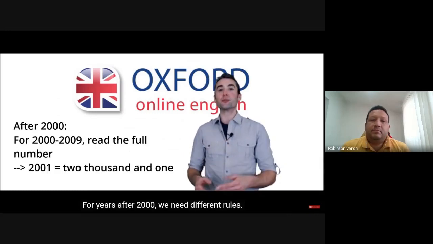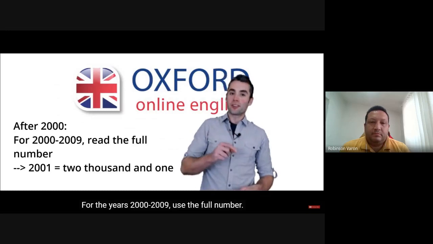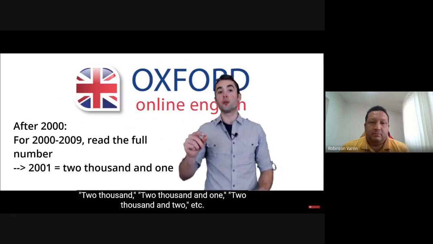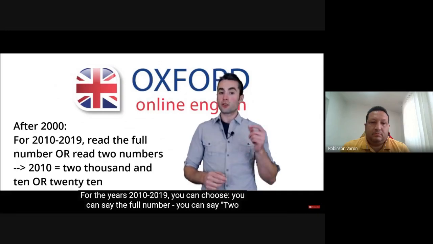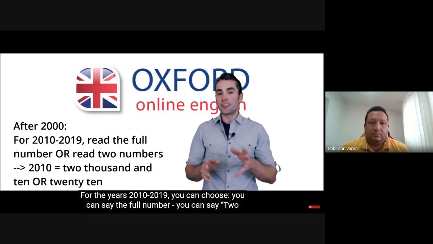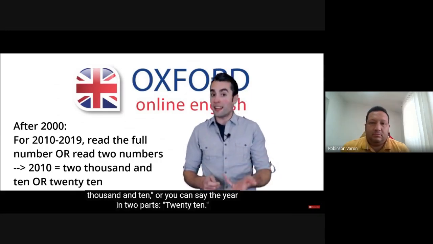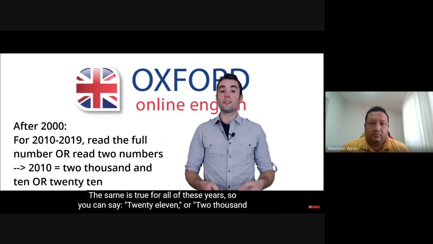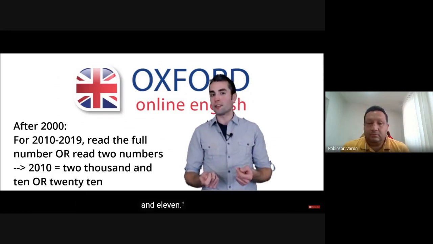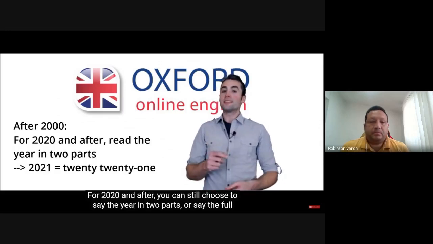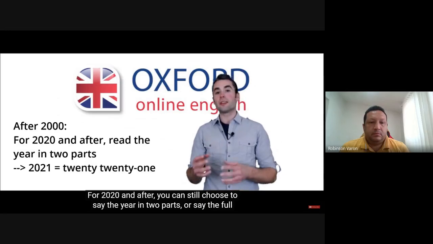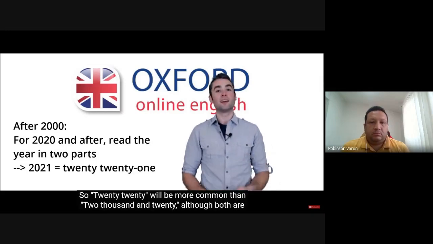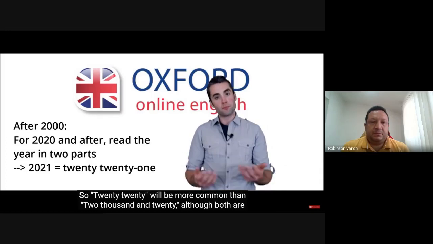For years after 2000, we need different rules. For the years 2000 to 2009, use the full number. 2000, 2001, 2002, etc. For the years 2010 to 2019, you can choose. You can say the full number, you can say 2010, or you can say the year in two parts, 2010. The same is true for all of these years, so you can say 2011 or 2011, they're both okay. For 2020 and after, you can still choose to say the year in 2 parts or say the full number, but saying the year in 2 parts will be more common. So 2020 will be more common than 2020, although both are okay.